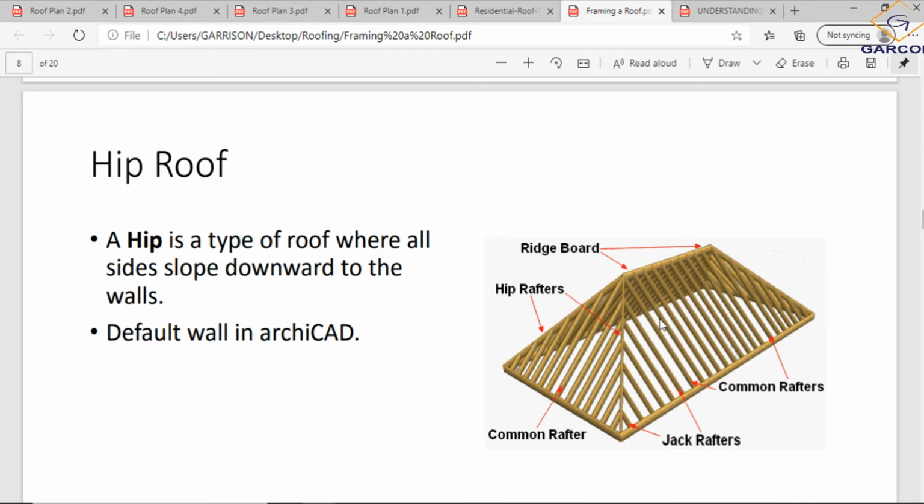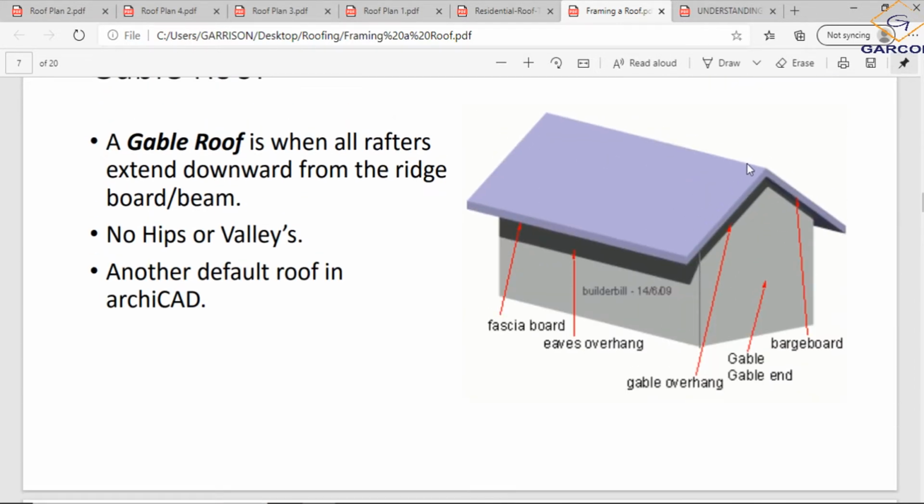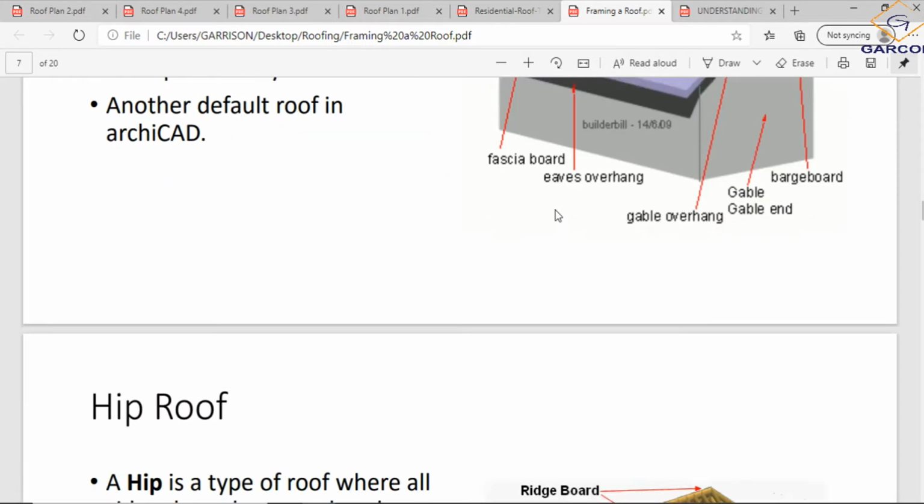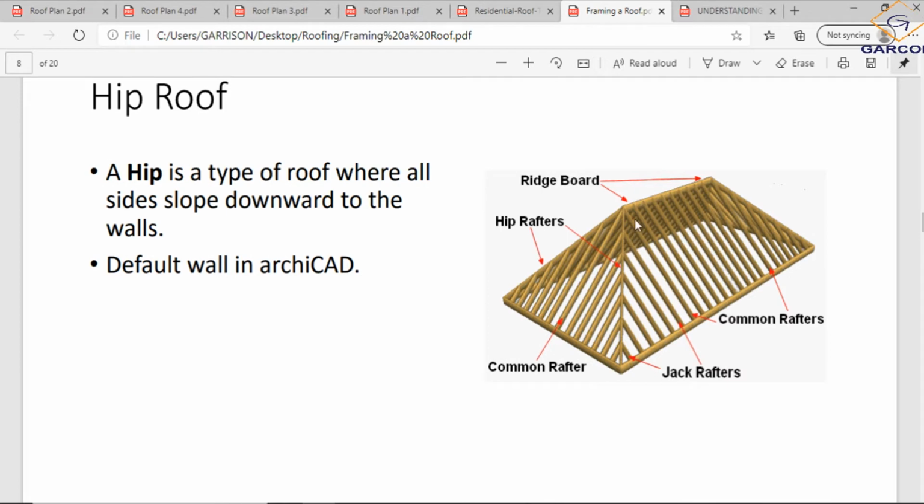So a gable roof would have a common rafter running from here to here, here to here, here to here, coming all the way down. But on a hip roof, only where the peak of the roof is, you have common rafters, and then the rest would be jack rafters. And this is a hip rafter. So a jack rafter connects from the fascia board to the hip rafter, or from the wall plate to the hip rafter.